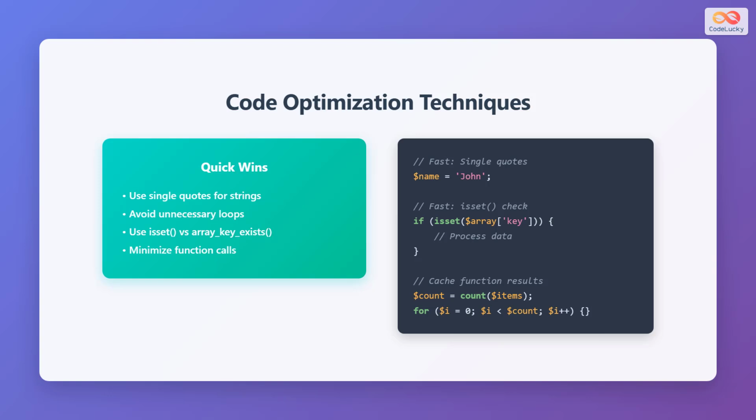Fast, single quotes: $name = 'John'. Fast, isset() check: if isset($array['key']). Cache function results: $count = count($items); for ($i = 0; $i < $count; $i++).